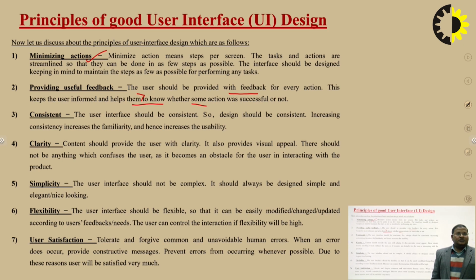So design should be consistent. Increasing consistency increases the familiarity and hence increases the usability of the system. So the user interface should be consistent. Clarity. Content should provide the user with clarity. It also provides visual appeal. There should not be anything which confuses the user. All things should be clear and well defined, otherwise it becomes an obstacle for the user in interacting with the product. Simplicity. The user interface should not be complex, it should be simple.